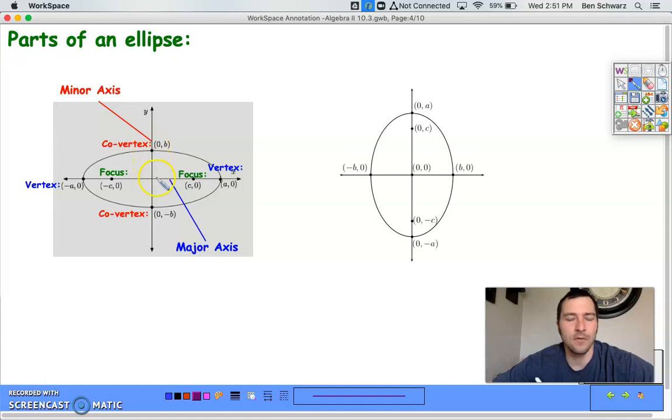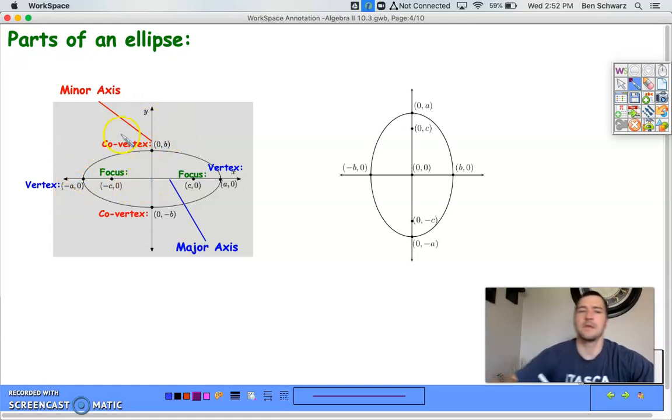The covertices go the other direction. So here, these two are covertices. We have our vertices here and here. And then the foci always line up with those vertices as well, so they're on the same axis. So those will always lie on the major axis. On the minor axis are always the covertices. And you'll notice we use A, B, and C for those. So A refers to the vertex, B the covertex, C the focus.